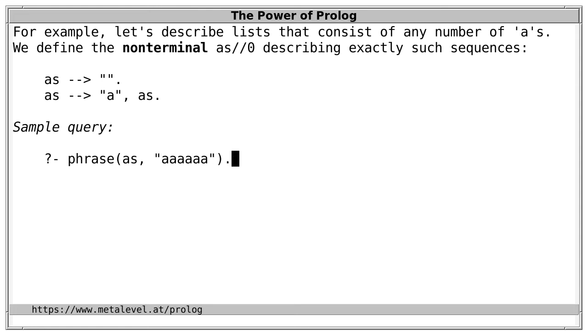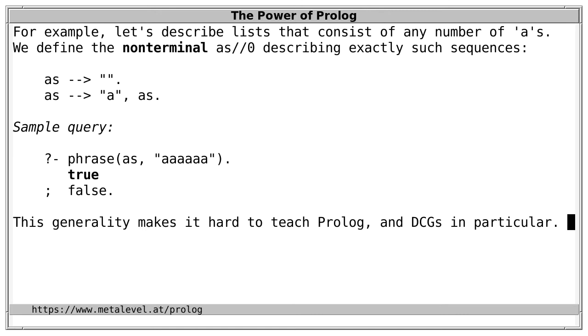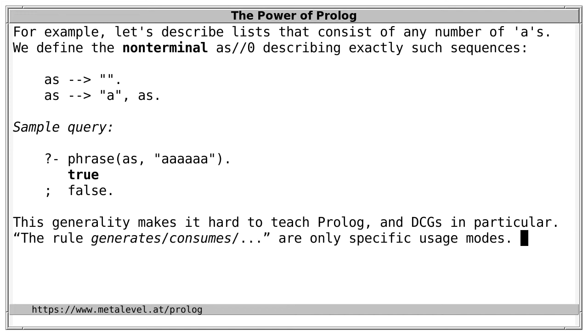And for example, this string is a solution, because the predicate succeeds unconditionally. So we've seen that we can use the same definition to generate, complete, and test solutions. And this generality is one of the reasons why Prolog and DCGs in particular are hard to teach. Because if we want to convey the full generality of such definitions, then we must choose our words carefully.